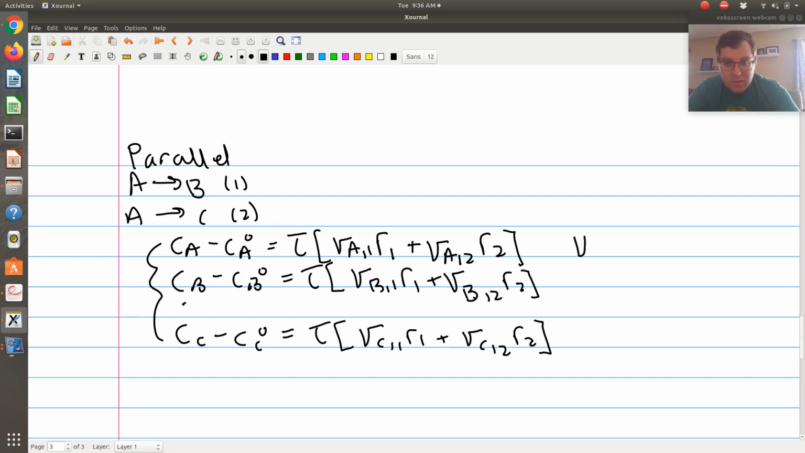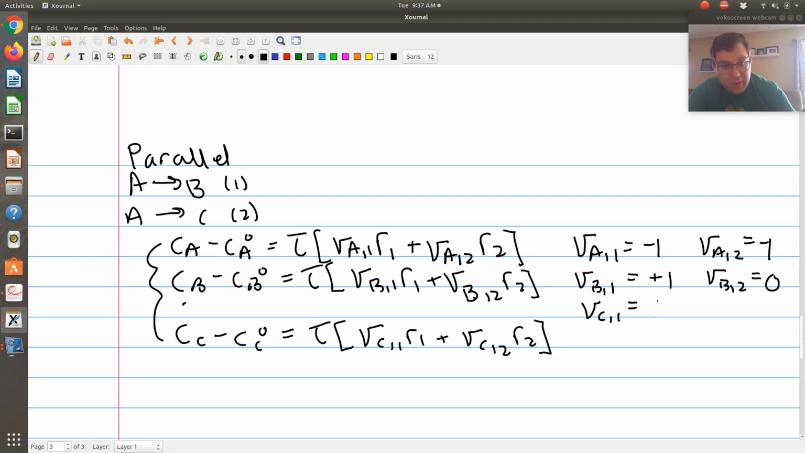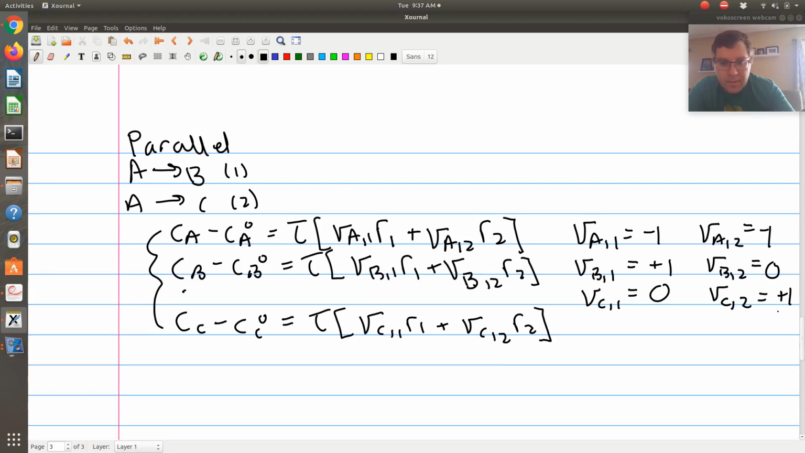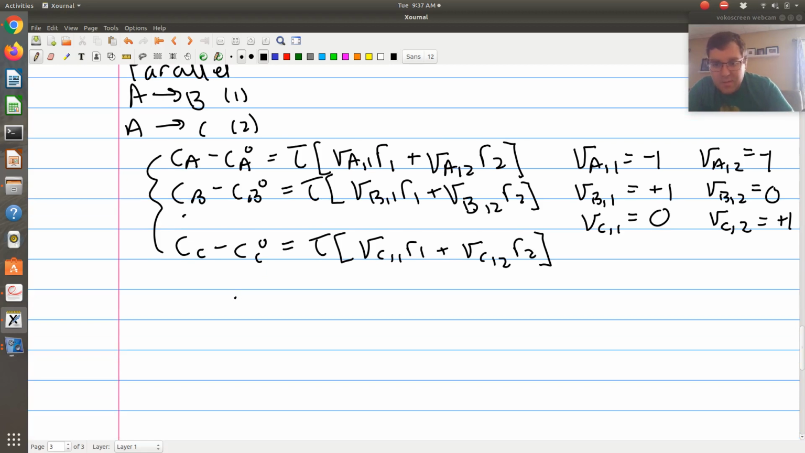My stoichiometric coefficients. Okay, so now nu A1 is equal to -1. A is also my reactant in reaction 2, so it's -1 there as well. nu B1 is going to be +1. It's a product in reaction 1, and it's not present in reaction 2. For C, nu C1, C is not present in reaction 1, so it's 0. nu C2 is +1. Right? It's a product of reaction 2. Initial concentrations are going to be the same, so we'll still have Ca naught is 2 molar, Cb naught is 0, and Cc naught is 0, so those will remain the same.